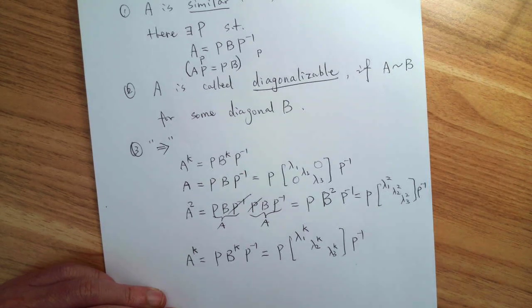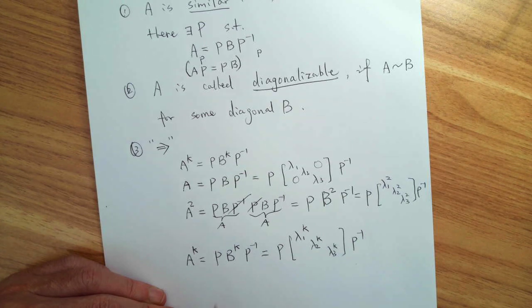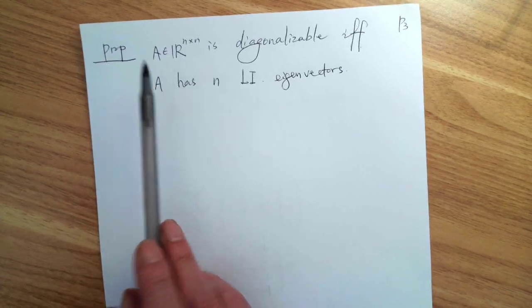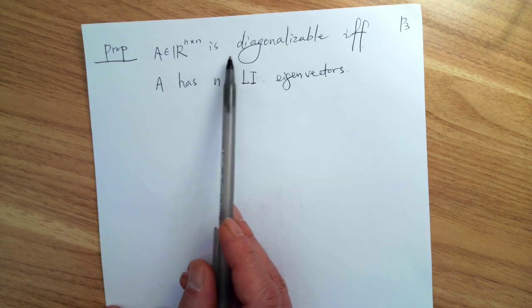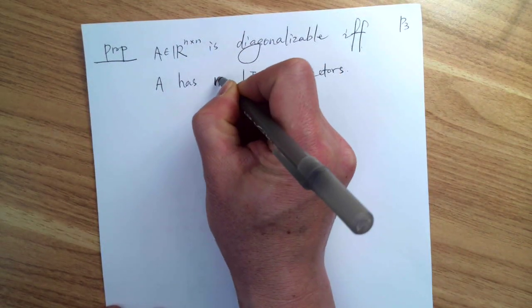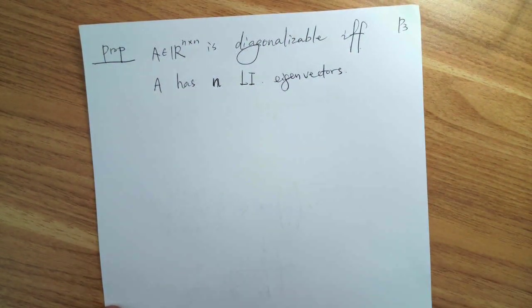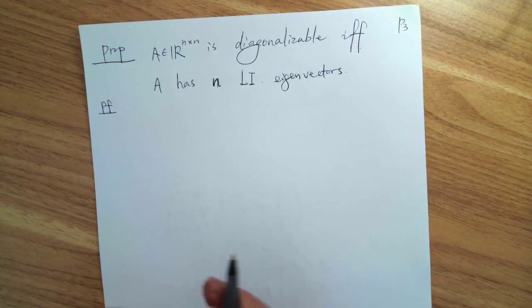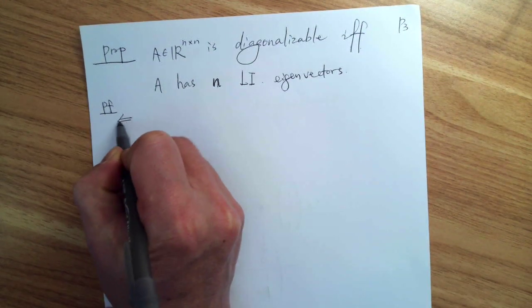So a diagonalizable matrix is good, but not every square matrix is diagonalizable. So we want to answer what kind of matrix is diagonalizable. To do that, here's a partial answer. Suppose n by n matrix A. Then A is diagonalizable if and only if A has n linearly independent eigenvectors. So this is a necessary and sufficient condition. In other words, to prove that we should show both directions. First direction, let's come back.